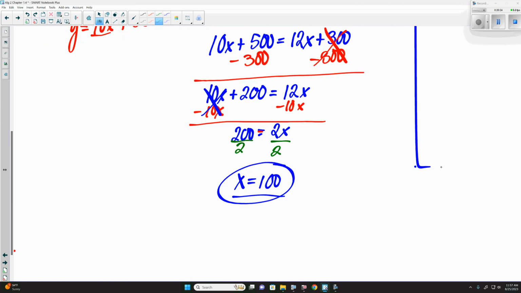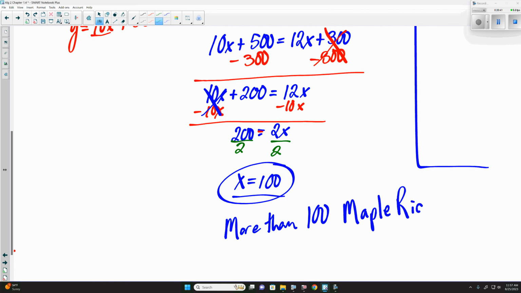Maple Ridge and Lakeside are the same. So if we have more than 100 students, Maple Ridge is cheaper, because Maple Ridge started off at a higher initial rental fee. They meet at 100, and from there, Maple Ridge is going to be cheaper.